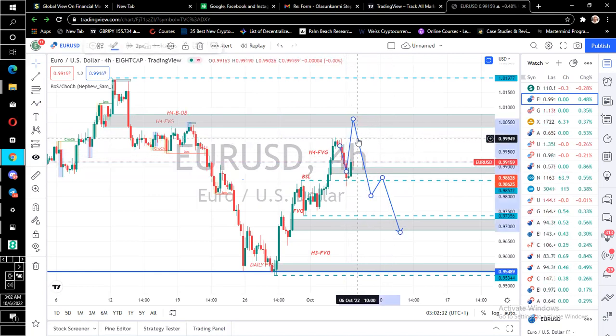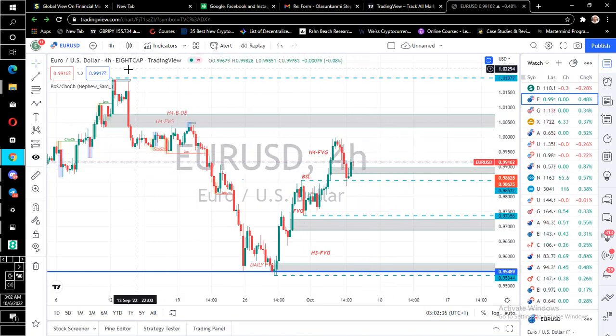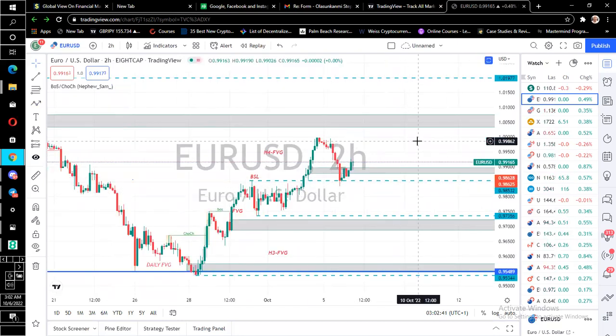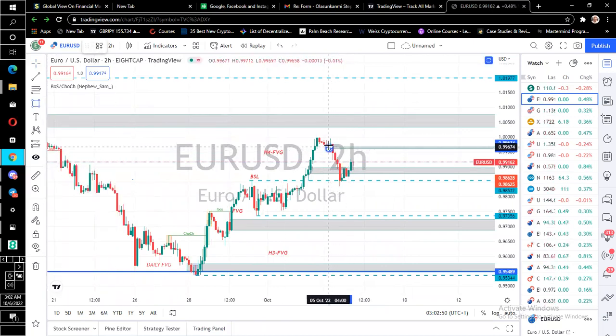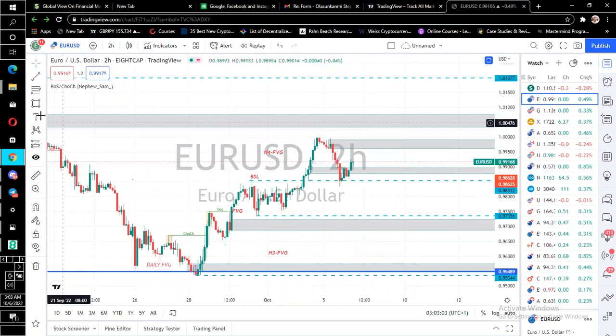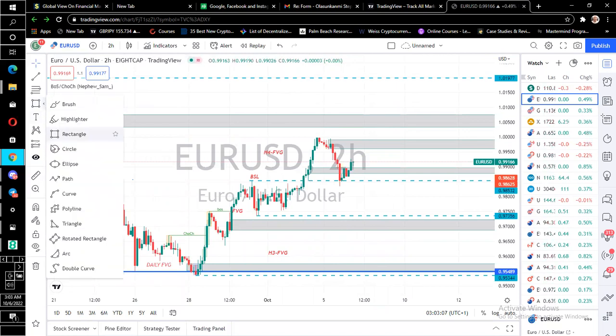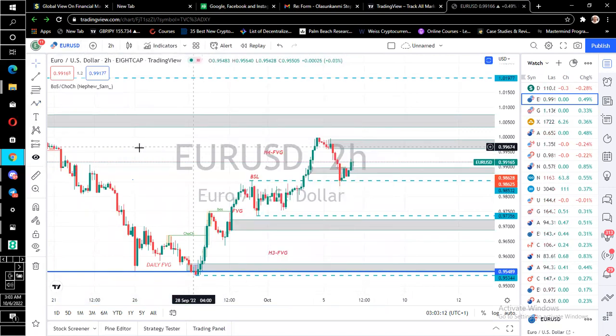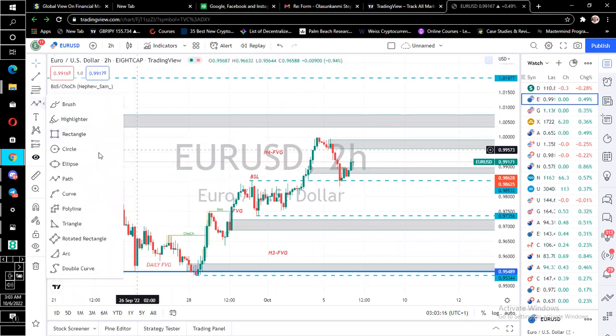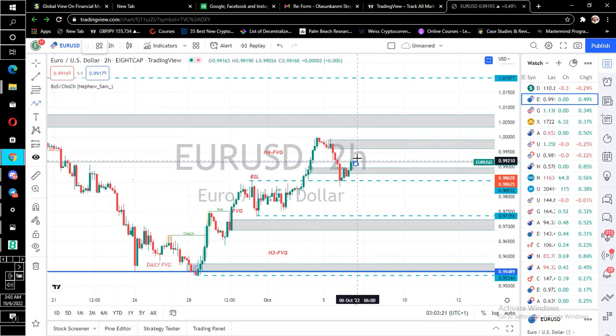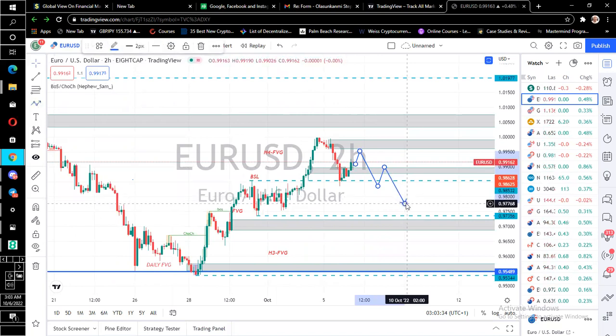So what is our bias for today? Let's go to the lower time frame. There's a lower time frame, and we'll have a small fair value gap there. So I will expect to have this. A slight push to the upside, straight into this fair value gap, and down. This is what I'll be looking at for today.